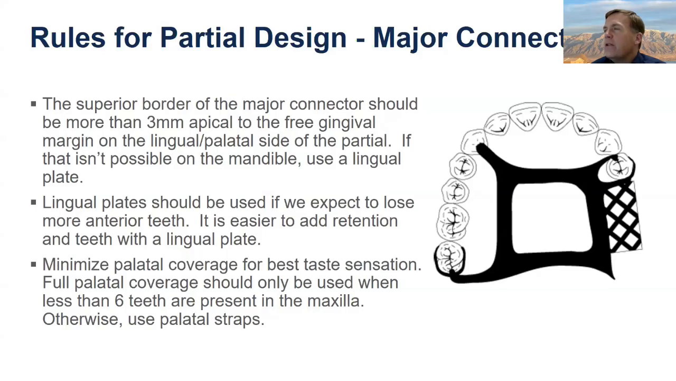We talked about using our lingual plates if we expect to lose anterior teeth. And again, metal partials are a good solution for that because it's fairly easy to weld a lug on there and then add a tooth.